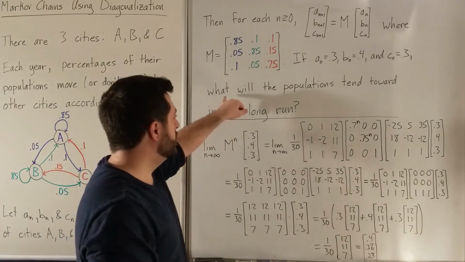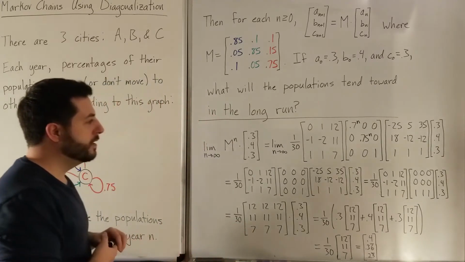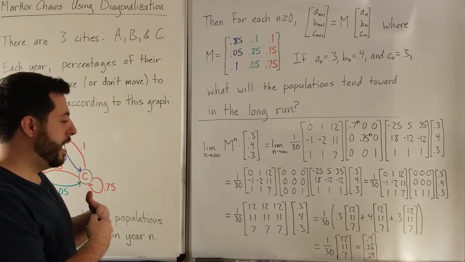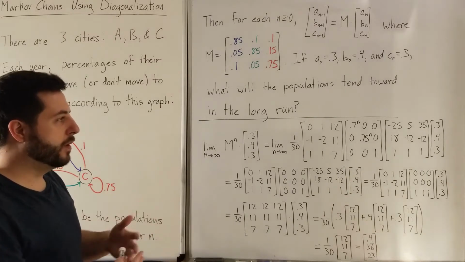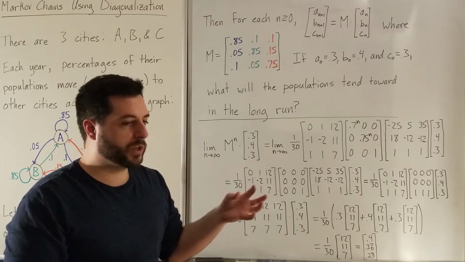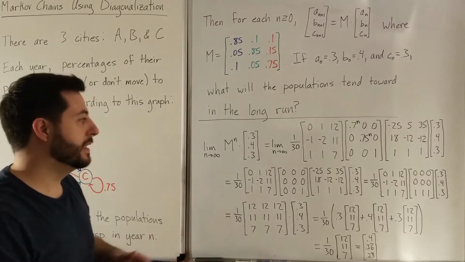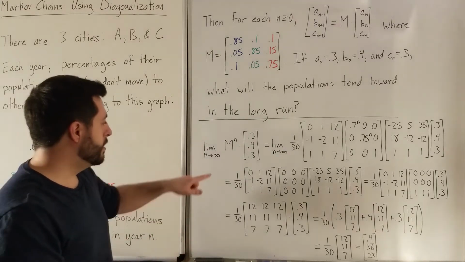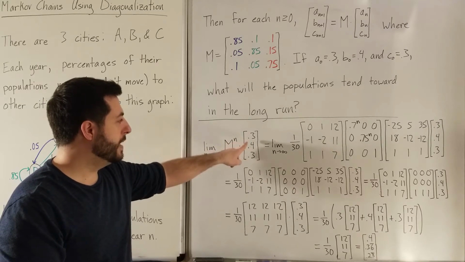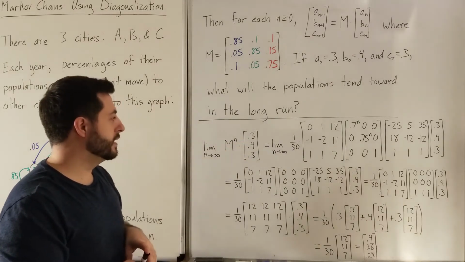Okay? Our goal is to figure out what's going to happen to this population in the long run. Okay? So where are these people going to end up? Or not necessarily the individual people, but in the long run, what proportion of the population is going to end up in city A, what proportion is going to end up in city B and city C. Okay? So we're trying to find the limit of applying this Markov matrix many, many times to this initial condition.